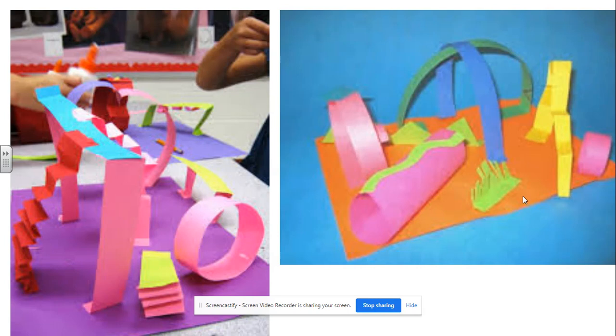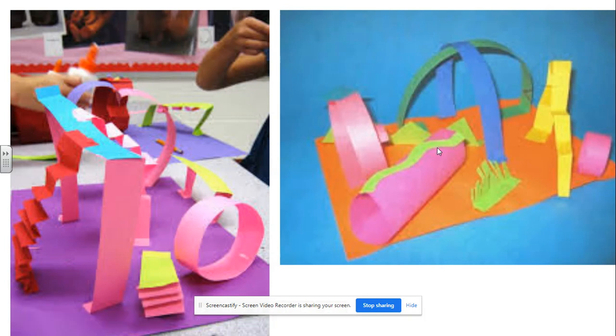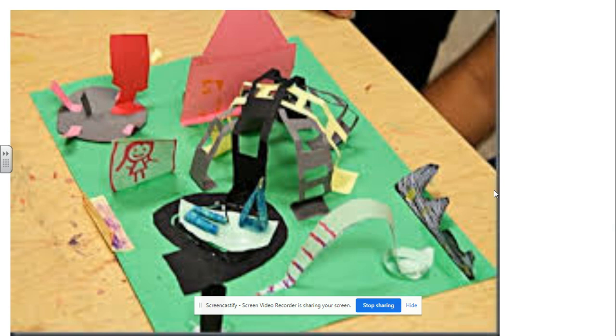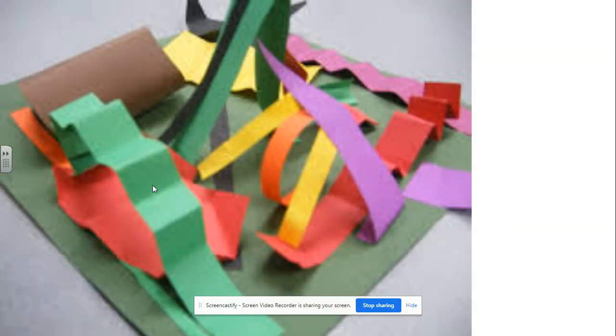So these are some student examples. You can bend the paper, fold the paper, curl the paper up. I really like how some of these students layered on top because it adds a lot of visual interest. They even made themselves standing up on their playground. Aren't these neat?